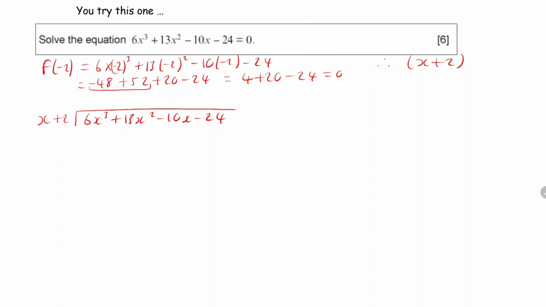calculation. What times x by to get 6x cubed? So that's going to be 6x squared. Times the 6x squared by both of these parts, which gives us 6x cubed and plus 12x squared. Then subtract, they will cancel. 13x squared take away 12x squared gives us 1x squared. 1x squared. What times the x by to get 1x squared? That's going to be plus 1x.